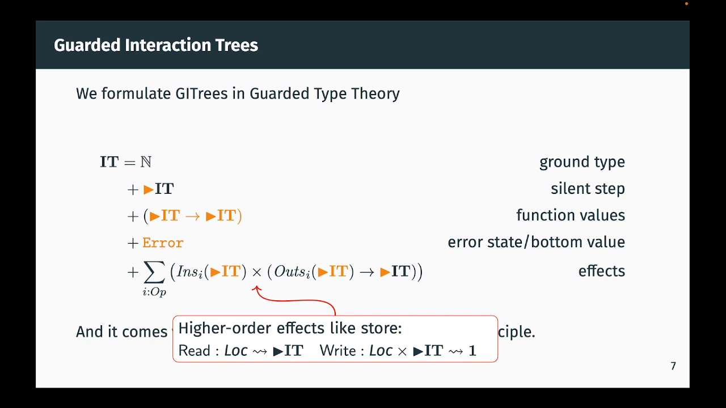So for example, if you want to represent higher order store, we want to have operations read and write. So for example, the read operation takes a location and reads the value that is stored at this location in the heap, and it produces an interaction tree. And so if you want to model those kind of effects, you need to modify the input and output arities to allow this. So this is quite a crucial change.